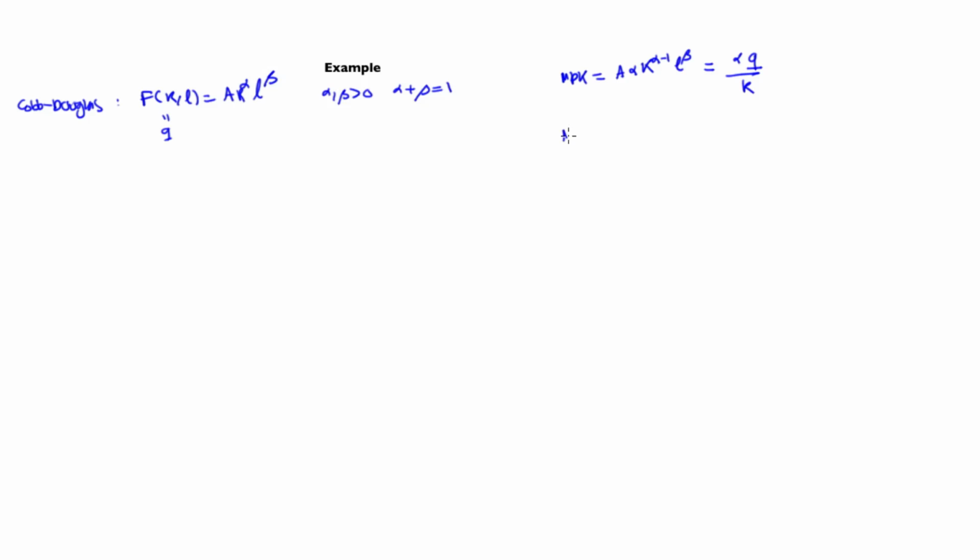And similarly, the marginal product of labor is equal to A beta k to the alpha L to the beta minus 1. And this allows us to write this as beta q divided by L. Notice that, because it's going to simplify the algebra quite a bit in a second. Okay, so that's the Cobb-Douglas case.